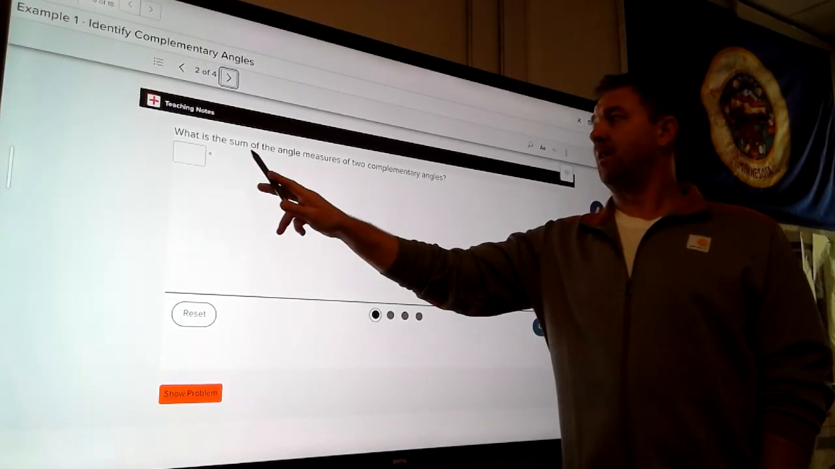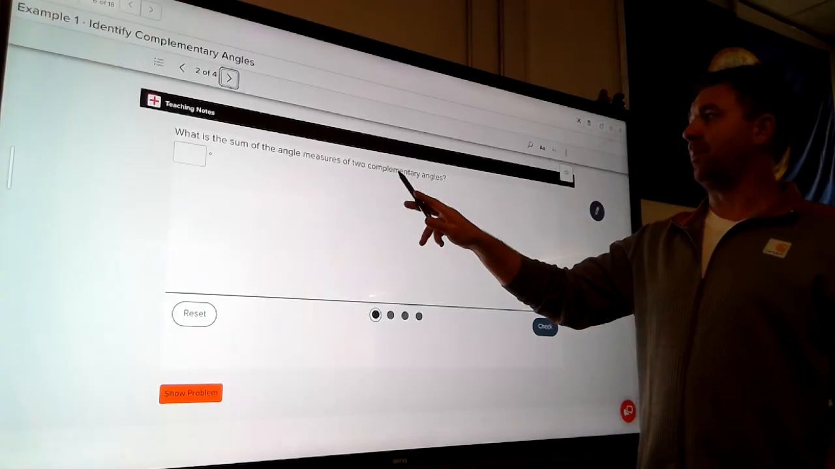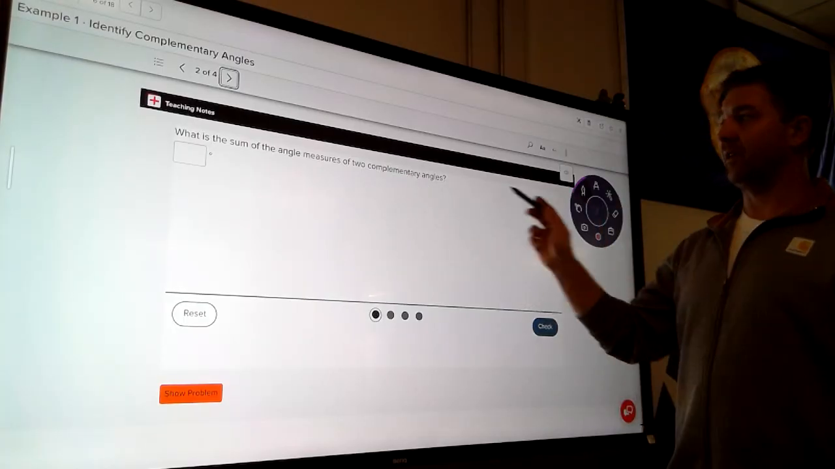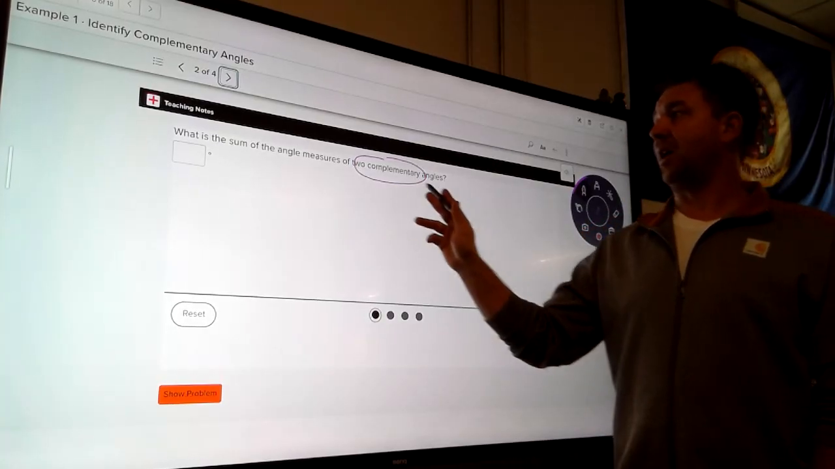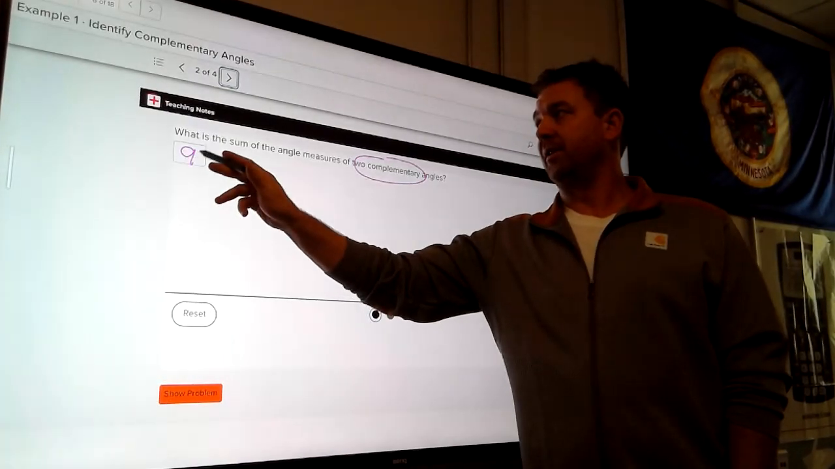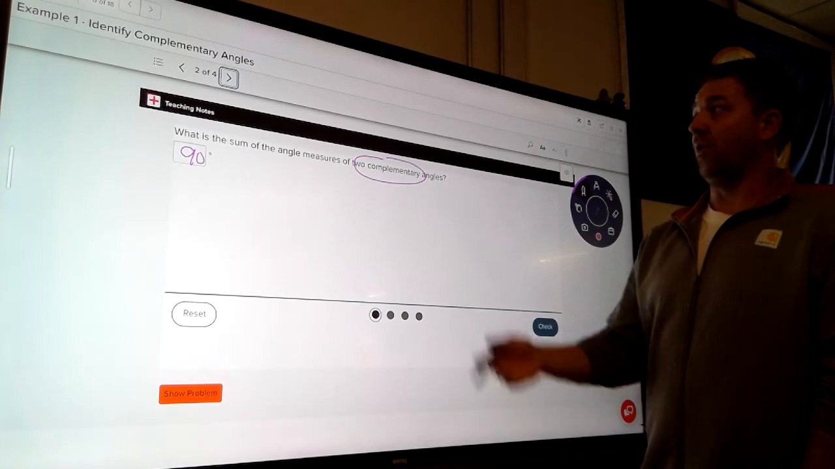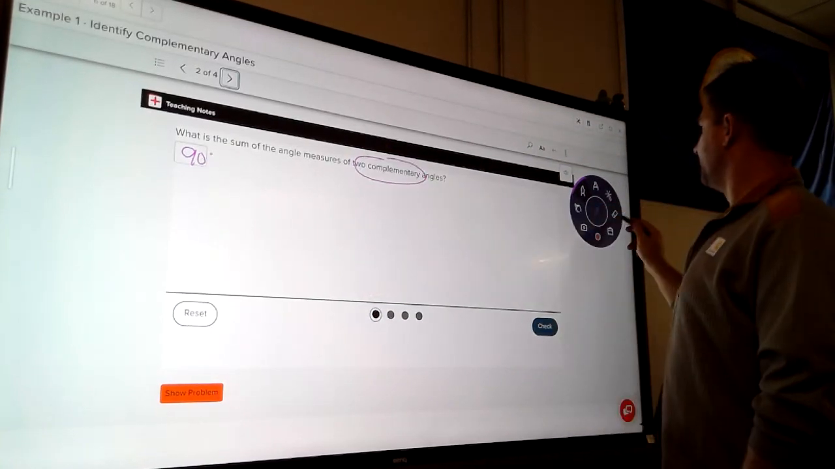What is the sum of the angle measures of two complementary angles? Okay, this is just asking for when you have two angles that are complementary, they have to add up to how much? We'd have to put 90, just 90 degrees. You have to know that complementary means 90.